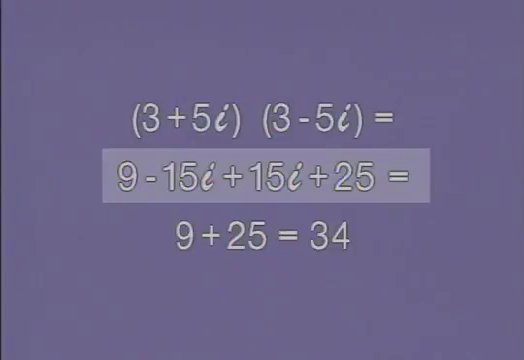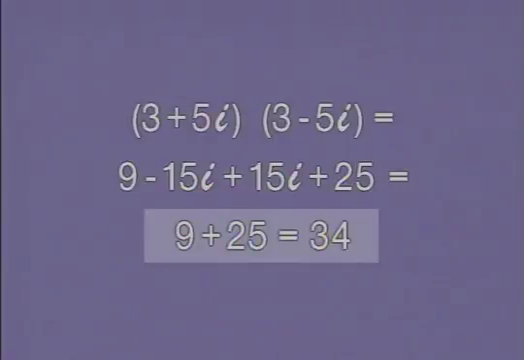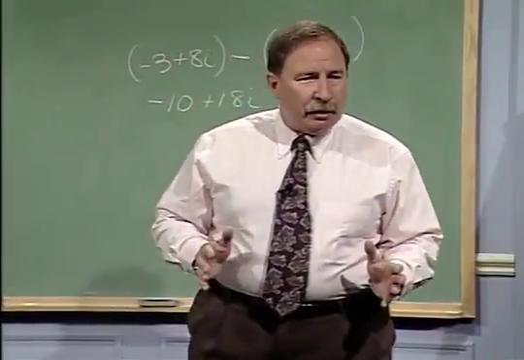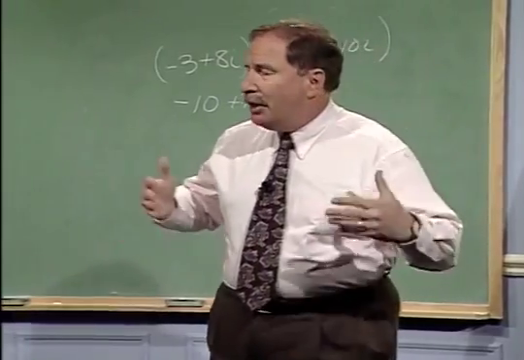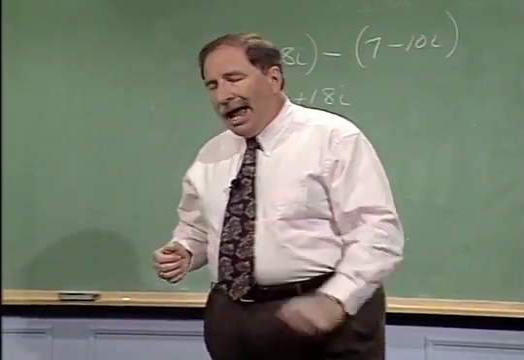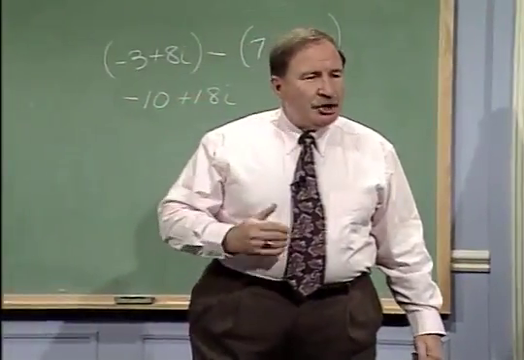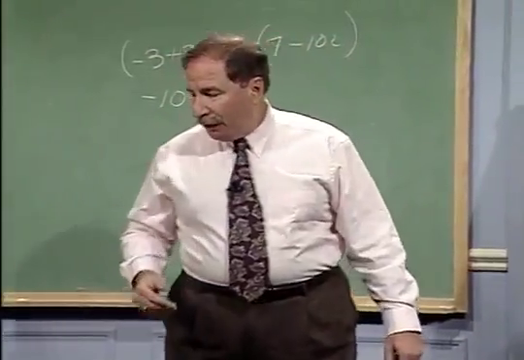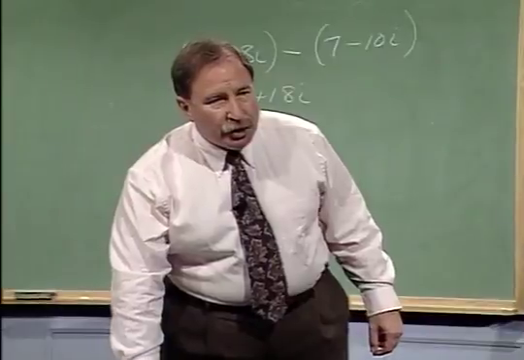Combining the terms, we get our answer. Wait a second, we combine negative 15i and a positive 15i, they drop out. They cancel. And we're left with 9 plus 25, which is 34. So we've multiplied two complex numbers, and we've gotten a real number. We've lost the imaginary part. And this is called a conjugate. That is, 3 plus 5i and 3 minus 5i are conjugates.